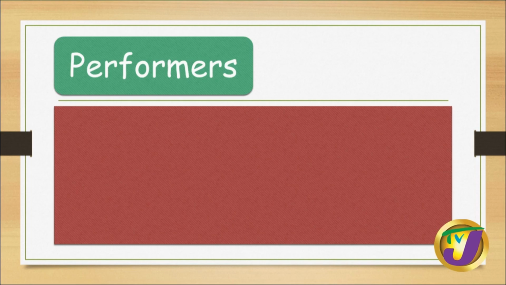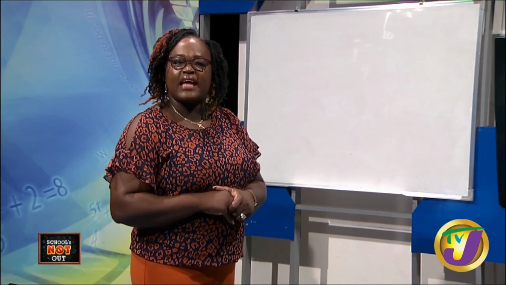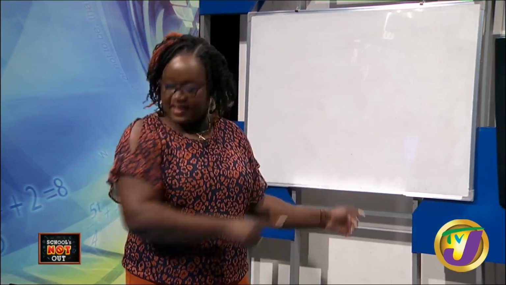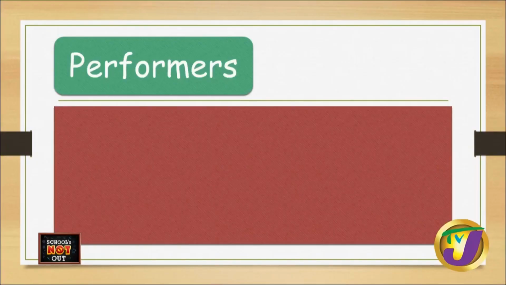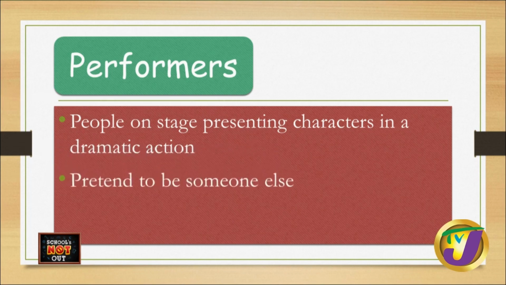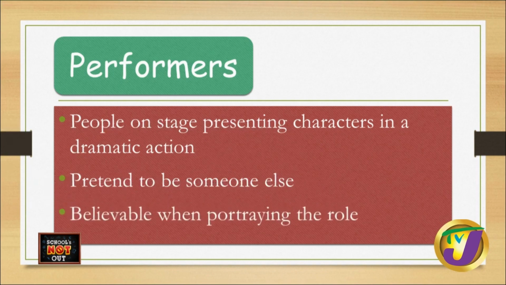Just now, when Vanessa was trying to play Miss Aggie, she takes on the character of Miss Aggie. And so, in that case, Vanessa is the performer who takes on a character. And so let us see what performers are. The performers are persons on stage presenting the characters in a dramatic action. They also pretend to be someone else. And they should be believable when portraying whichever role they are presenting.